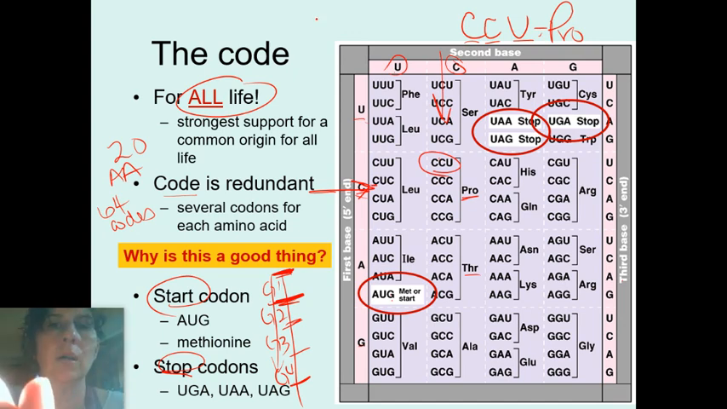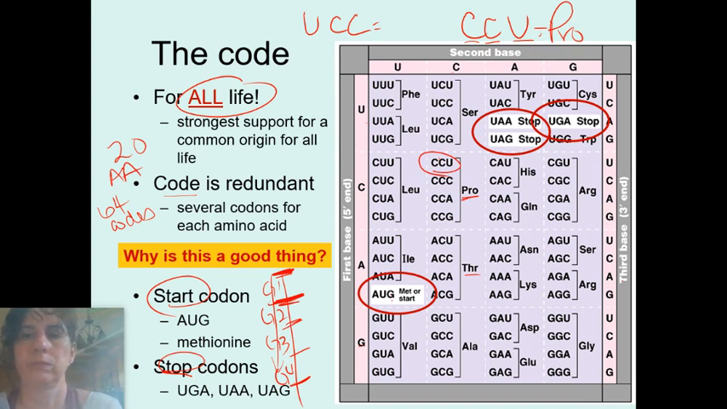Let's do UCC, right? Use the first letter, so I'm right here. I'm in this row. Come across, C's right here, so I'm in this column. Use C, and the last one is C. It's right here, so my amino acid is serine. And this works for everything, okay?